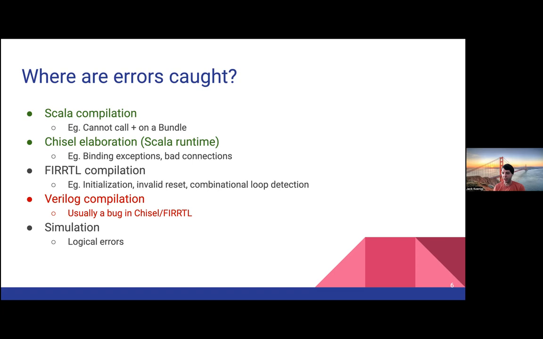These tend to be ones that we can't catch in Chisel or in Scala compilation, including what I was just alluding to, combinational loop detection. Sometimes you'll see a bug or an error in Verilog compilation. This doesn't happen very often because we've found most of these bugs, but occasionally it does. If you run VCS or Verilator on your Chisel generated Verilog and get an error, that's usually a bug in Chisel or Fertile itself. And then sometimes you'll find bugs in simulation, where if you use an and instead of an or, there's nothing we can do. That's just a programming mistake.